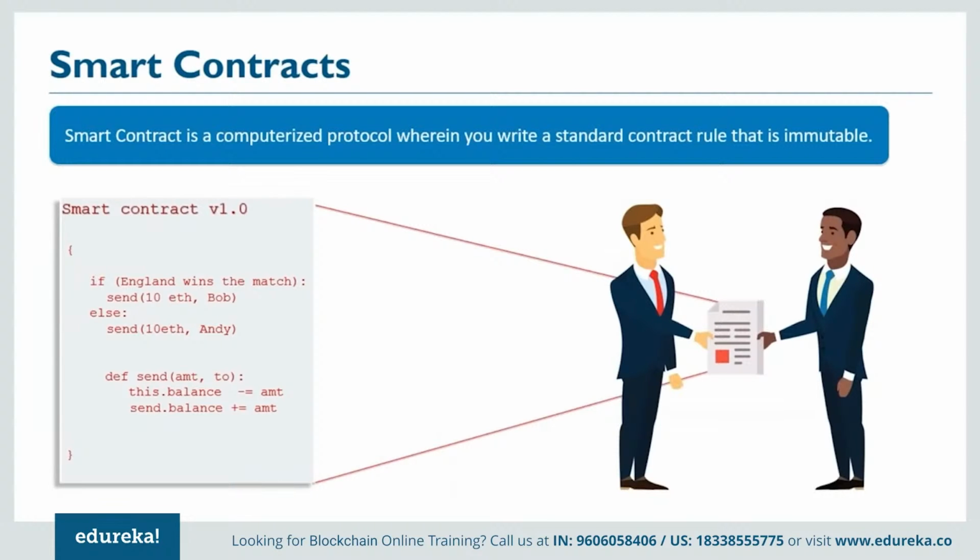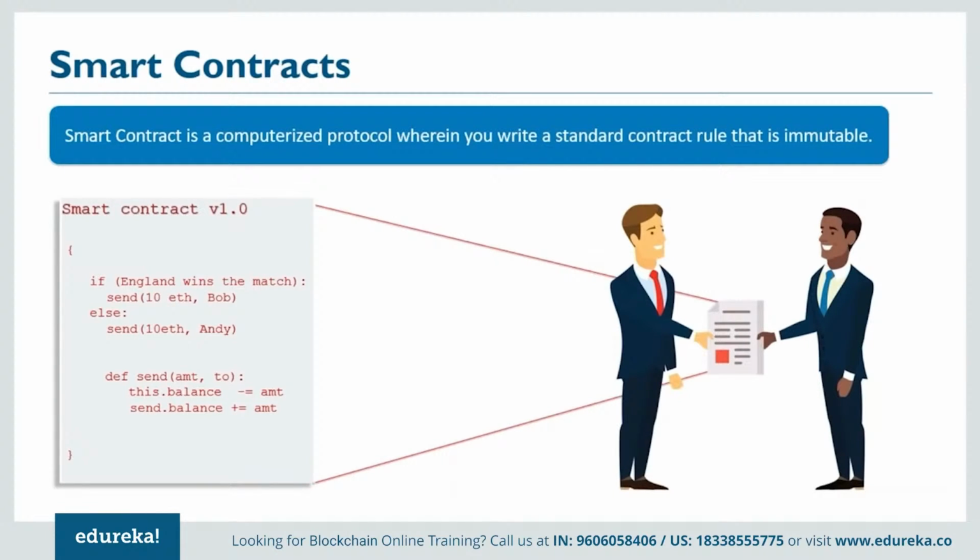Let me give you an example of this. A contract between two parties is written as code on the blockchain. Now the individuals involved are anonymous, but the contract is public to everyone on the blockchain. So when a triggering event occurs, which in this case is a bet on an ongoing cricket match, the contract executes itself according to the terms of the code. Therefore, if England wins the match, Bob will receive 10 ethers. But if England loses the match, Andy will receive 10 ethers, and both their wallets will be updated accordingly.